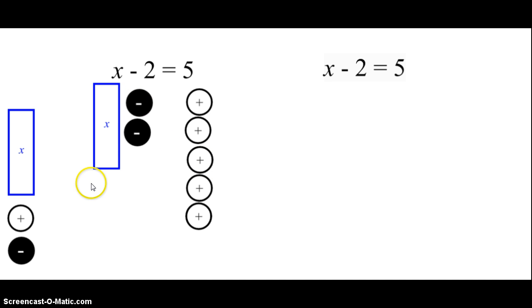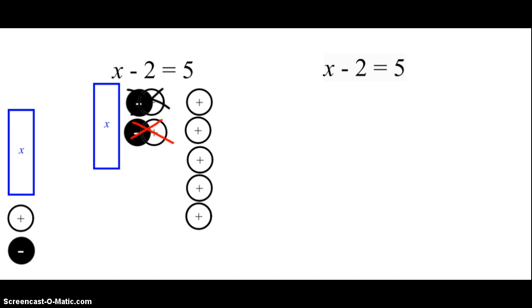If I want to get rid of this negative counter, I have to put a positive counter with it, because those 2 will then cancel each other out. You might remember that. And then if I want to get rid of this negative counter, I have to put this positive counter with it. And then those 2 again cancel each other out, just like before.